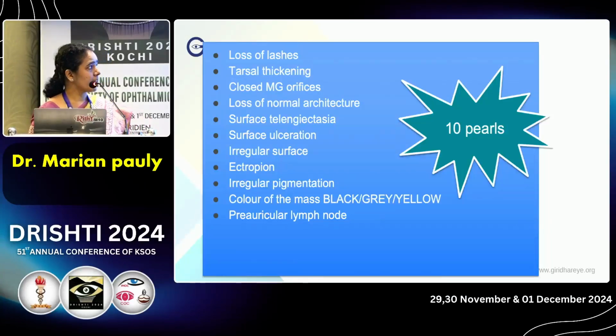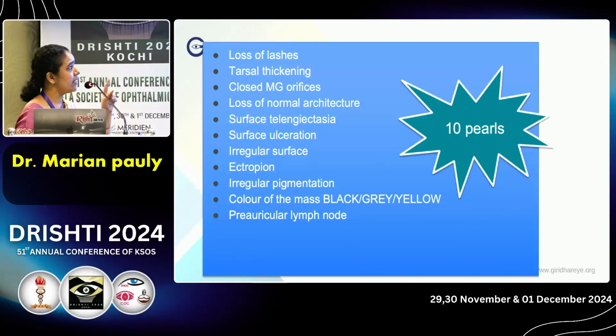There are some 10 pearls which I always look into in all lid tumors, even if I'm 100% sure this is benign. That is loss of lashes, tarsal thickening, closed meibomian gland orifices. If the meibomian gland orifices are closed, then I press, because it can be closed with pus, it can be closed with a tumor. When you press, if the orifice is opening, okay, fine, you are dealing with something benign.